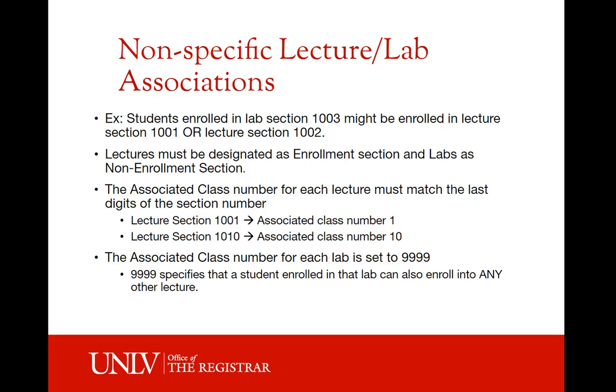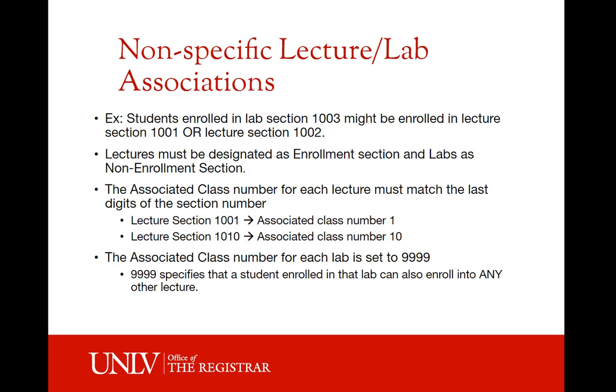To allow any lab to feed into any lecture or lectures, you will change the associated class number for the non-enrollment sections to 9999. For example, if you have 2 lectures and 3 labs, your lectures will be sections 1001 and 1002. Their associated class number will match the last digits of the section number, in this case 1 and 2. Your labs will be section 1003, 1004, and 1005, and their associated class numbers will be 9999. So when the student selects the lecture of their choice, they will see a list of the 3 labs to choose from.